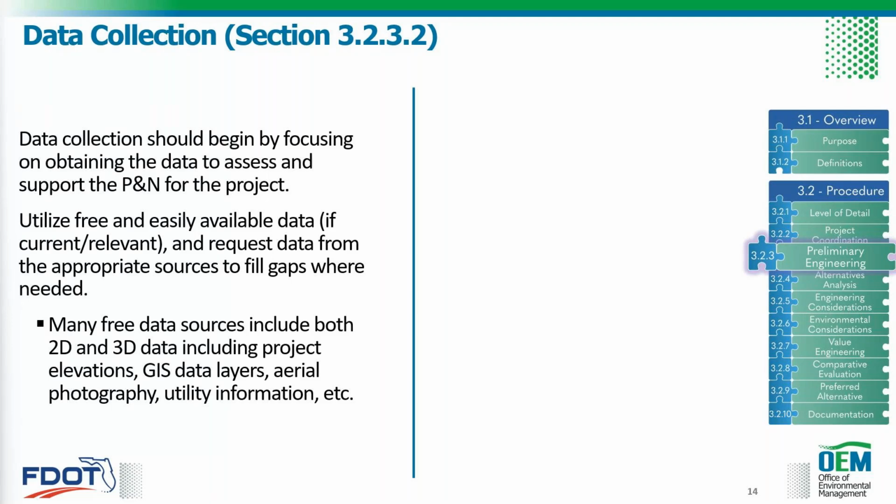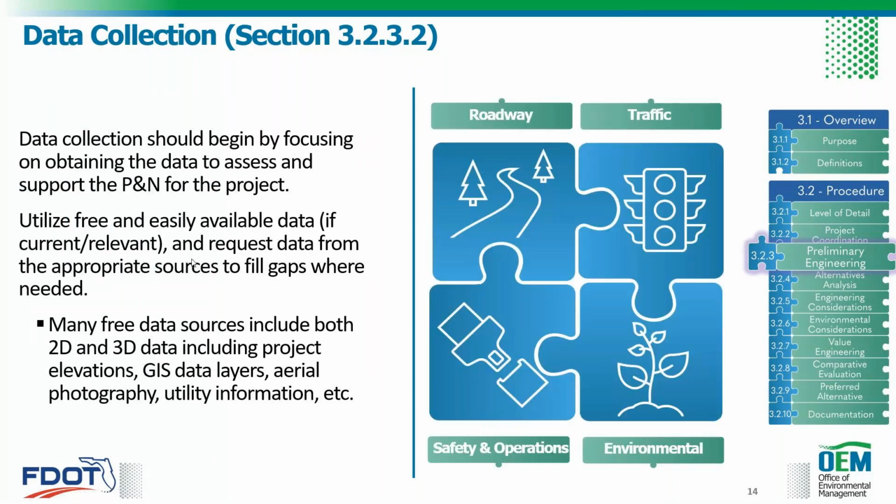So some of the areas that you might be gathering data would be in roadway. This could be things like your straight line diagram, as-built plans, your traffic data for your project or the local traffic model, safety data, crash history, and environmental data. A lot of GIS data layers are available for those features as well. So next up, I'll hand it back over to Tally for existing and future conditions.